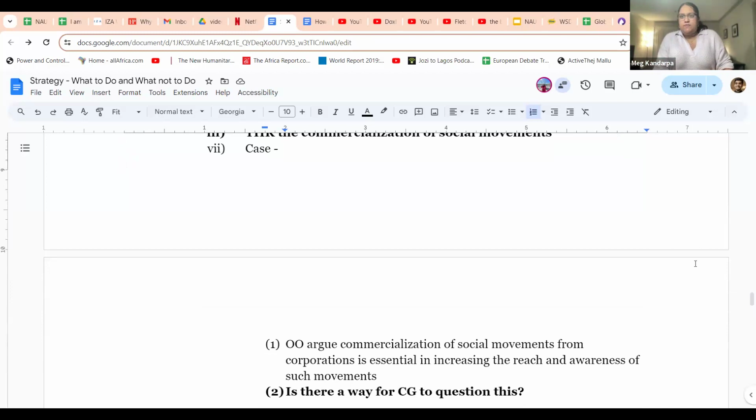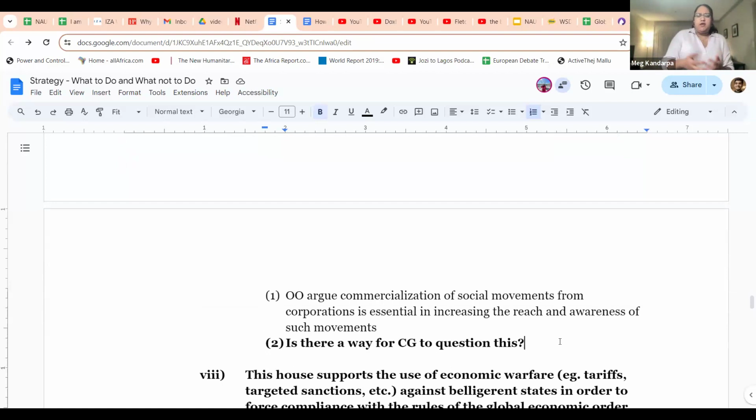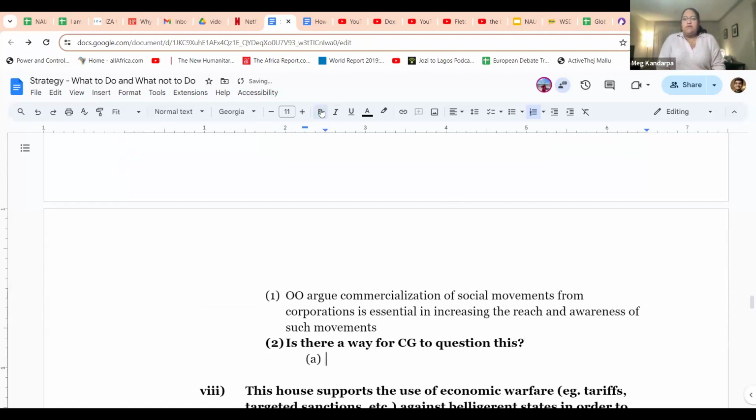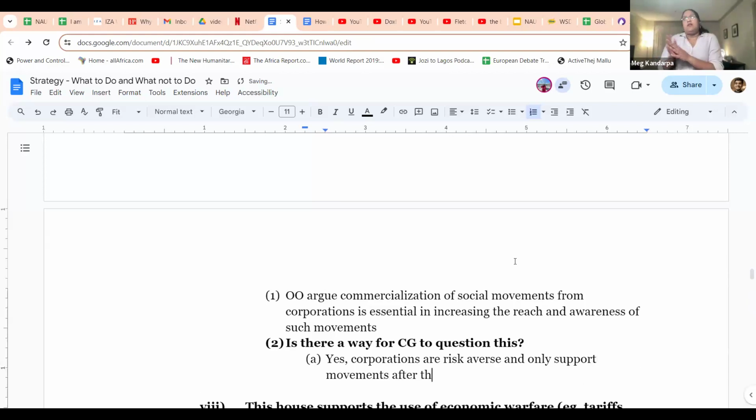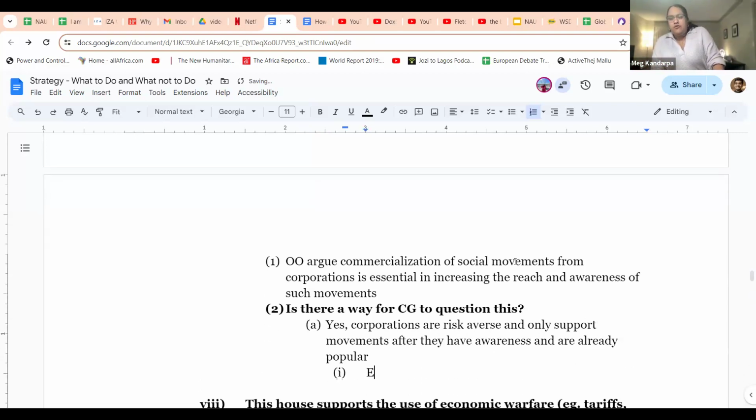Can CG question this? The answer, just for the sake of time, is absolutely: which comes first, the chicken or the egg? You can argue that corporations are also risk averse, and so don't go around and support any sort of political movement, but support ones that are already established. Example, it took Target or any other pink washing, or more importantly, LGBTQ pride merch production until like 2015, 2016, which is many years or decades after the queer movement really got a stronghold within most of the world.